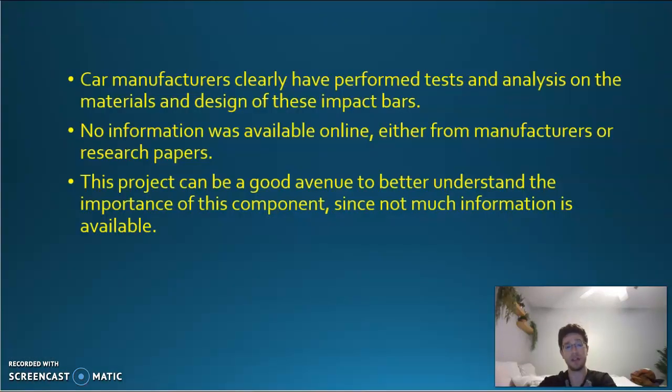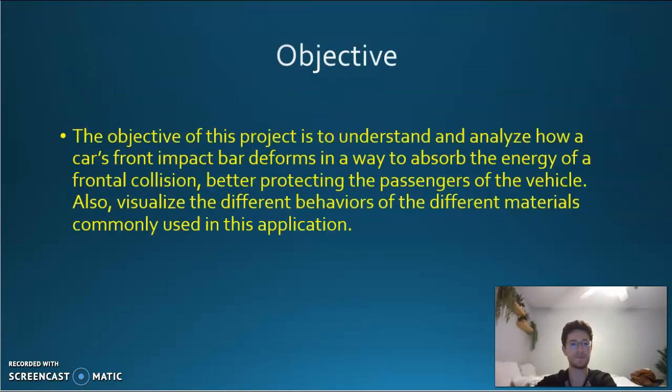Car manufacturers clearly have performed tests and analysis on the materials and the design of these impact bars. However, no information was really available online, either from the manufacturers or from research papers of any kind. Therefore, this project can be a good avenue for me and hopefully for you to better understand the importance of this component, since not much information is available.